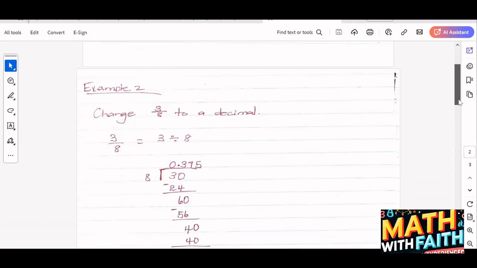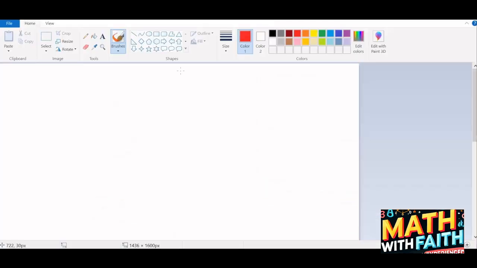So we have an example 2: to change 3/8 to a decimal. Remember that the vinculum in the fraction, the line in the fraction, means to divide. So 3/8 means 3 divided by 8. So let's perform that calculation, 3 divided by 8, using long division. So 8 will be outside, and we are dividing 3.